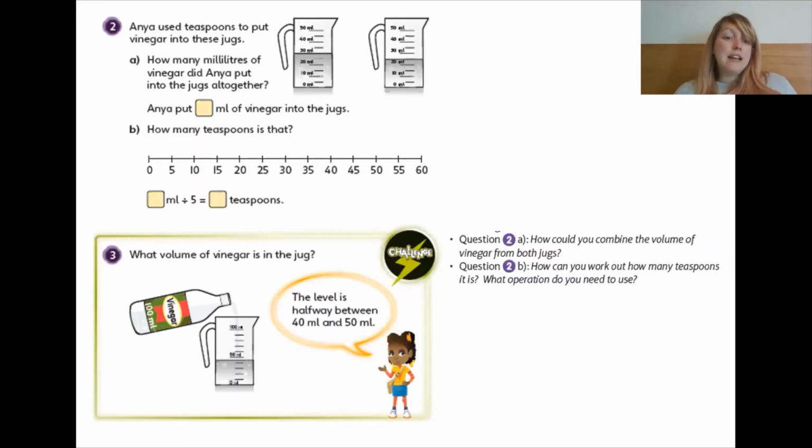Now, finally, the challenge question: what volume of vinegar is in the jug? Flo is saying the level is halfway between 40 and 50 millilitres. So I wonder what number is halfway between 40 and 50. Again, you might like to use a number line to help you.